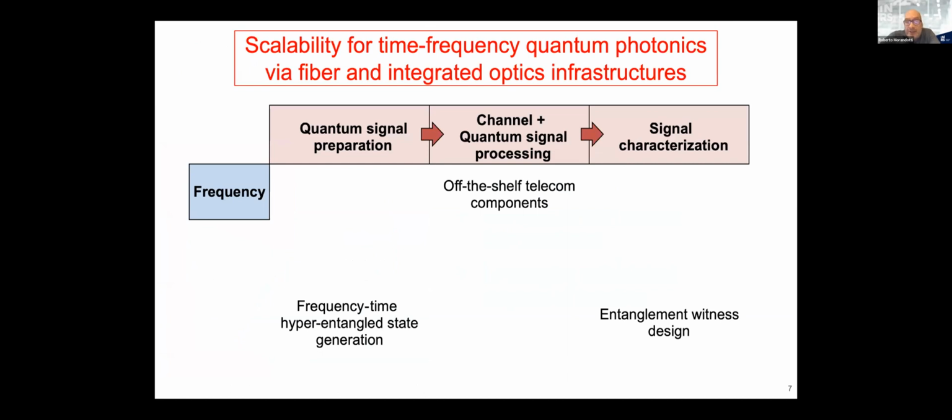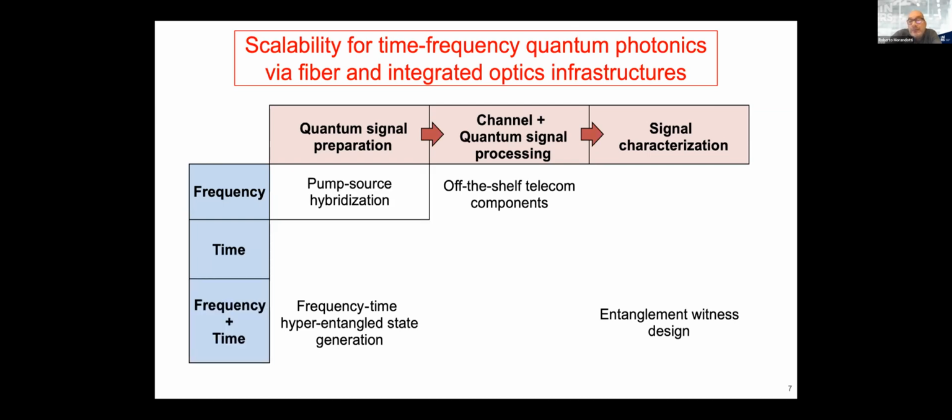So the degrees of freedom that you can use are the frequency degree of freedom, the time degree of freedom, and maybe the combination of the two. In terms of frequency, we can create a source. By the way, we don't use deterministic sources, but typically sources based on spontaneous four-wave mixing. Then we have technologies that try to simplify this source by, for example, using pump source hybridization. Again, we want to do all the processing using off-the-shelf telecom components, as I told you, and then we would like to be able to acquire the single photon spectrum to process it.